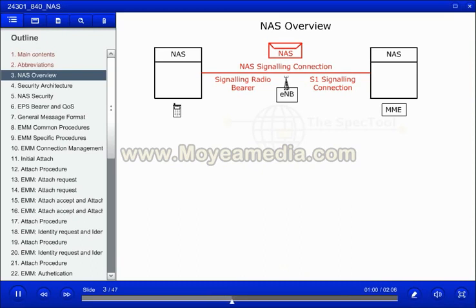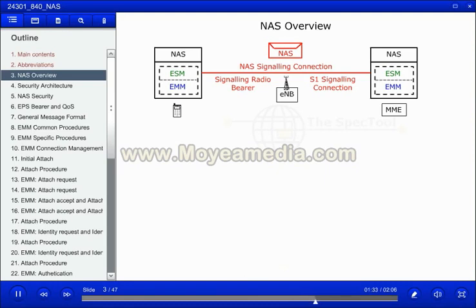The NAS layer consists of two sublayers: the Evolved Packet System Mobility Management, EMM, and the Evolved Packet System Session Management, ESM. The EMM sublayer will in this document be marked with blue, and the ESM sublayer will be marked with green. The EMM sublayer has to be established before ESM can be used.